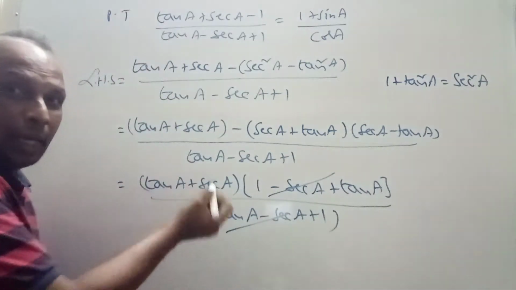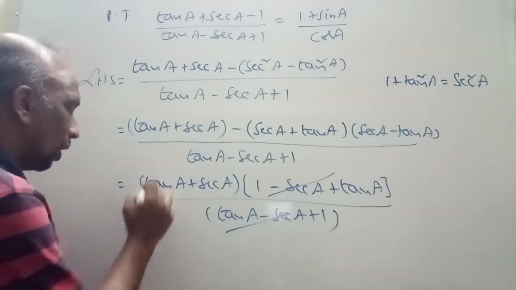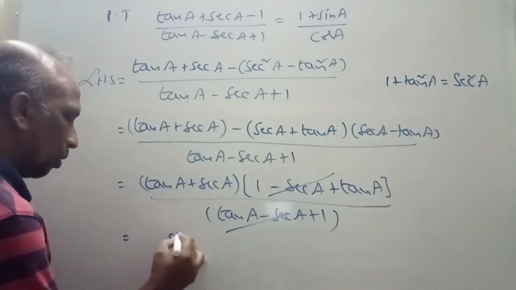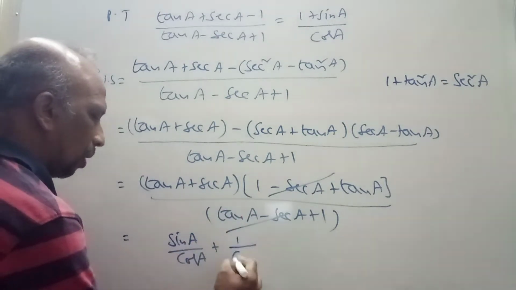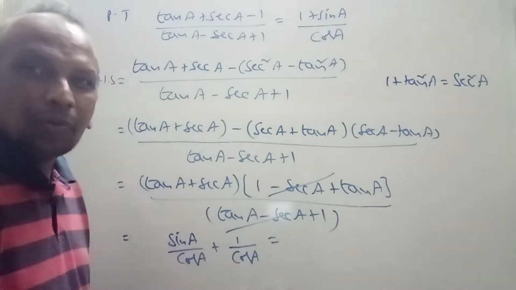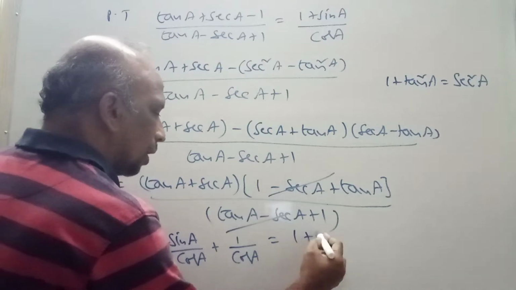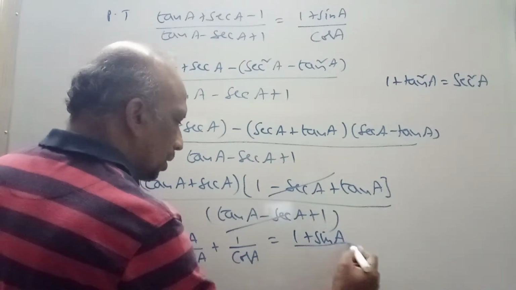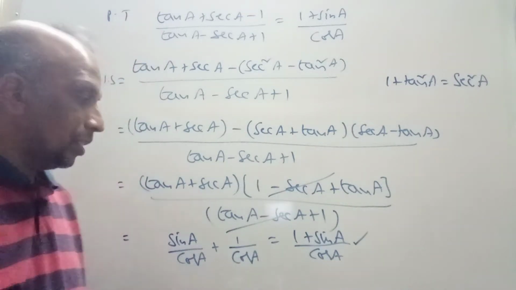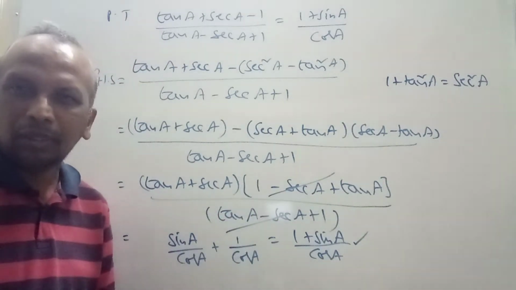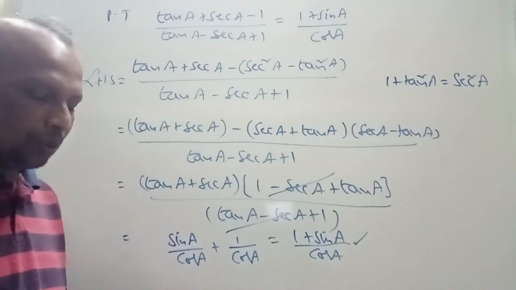Then I have tan A plus secant A. What is tan A? Sin A by cos A, right? Plus secant A, 1 by cos A. So the result will come as 1 plus sin A by cos A, right? So that is the required result. We got RHS, correct? So this is one of the problems.